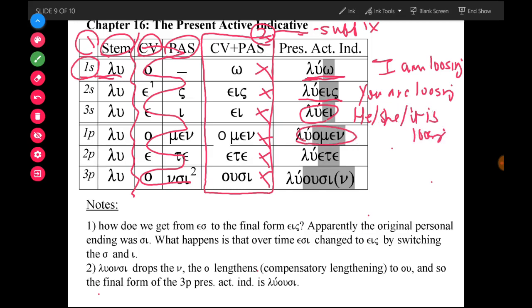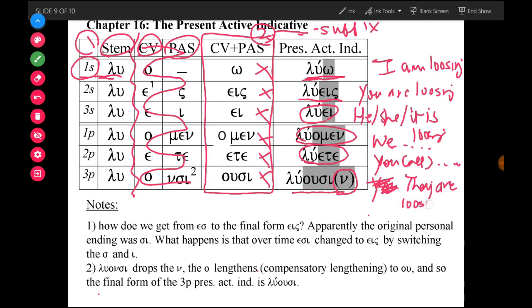Luomen is how I say we are loosing. Luete is how I say you all are loosing. And luousi, or luousin, there's a movable nu here, and I'll explain this in a bit, is how you say they are loosing. This movable nu is a stylistic choice of the writer.